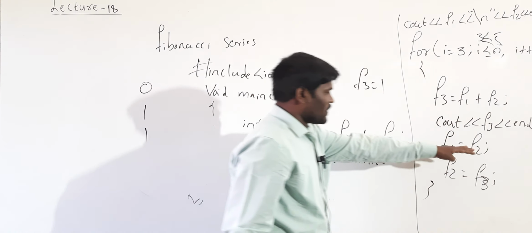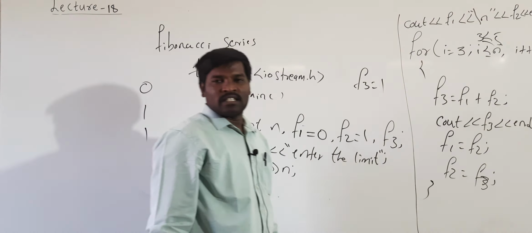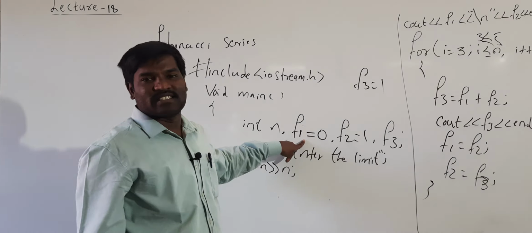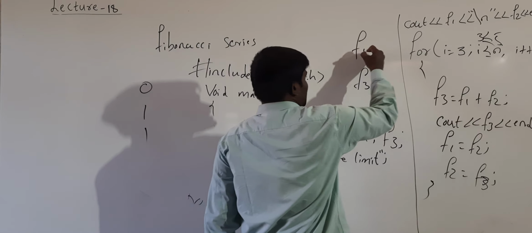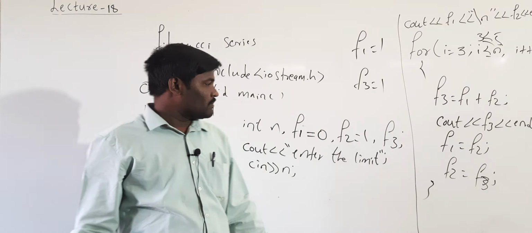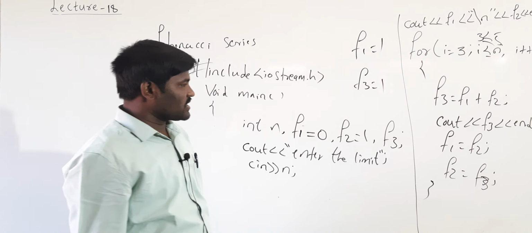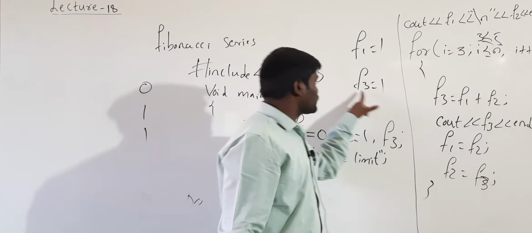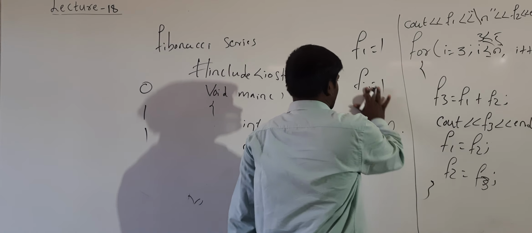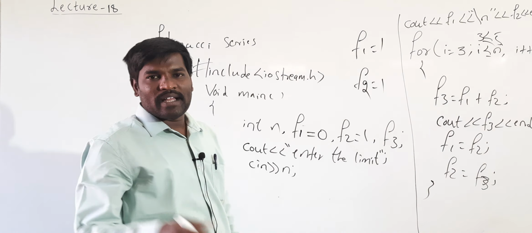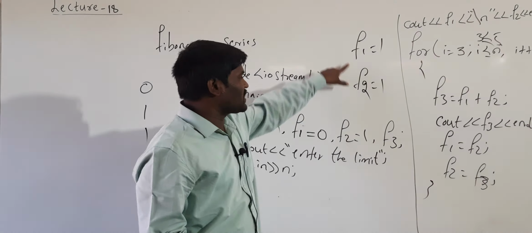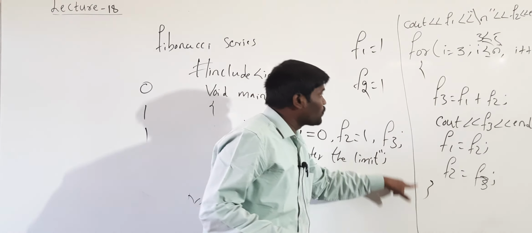Next, F2 is stored in F1. The present value of F1 is 0, so after storing F2 into F1, F1 becomes 1, because the F2 value is 1. Next, what about F3? Here F3 is 1, and 1 is stored in F2. Okay, these are the updated values of F1 and F2. Again the loop will continue.